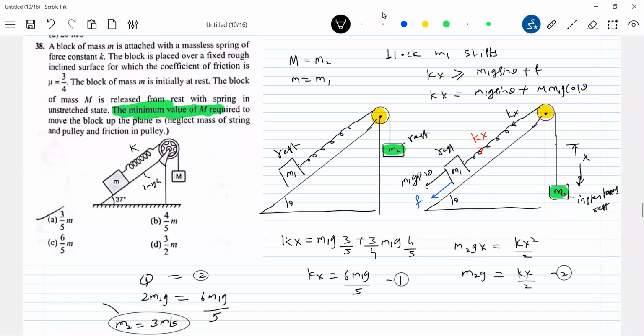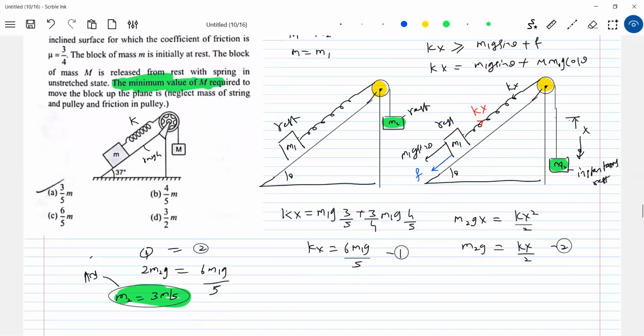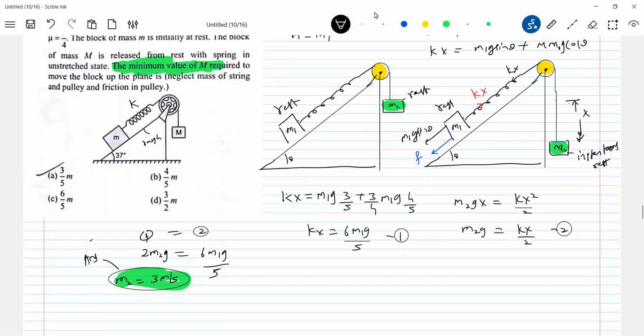Now a few questions we have to really analyze. What are the things you have to understand? Why can't this be at equilibrium? Block M2, when M1 is about to shift, let M2 be at mean position or equilibrium. Then what should you write? Kx equal to M2g. Then you equate that and see what you get. Substitute here. So M2g equal to 6 M1g by 5.